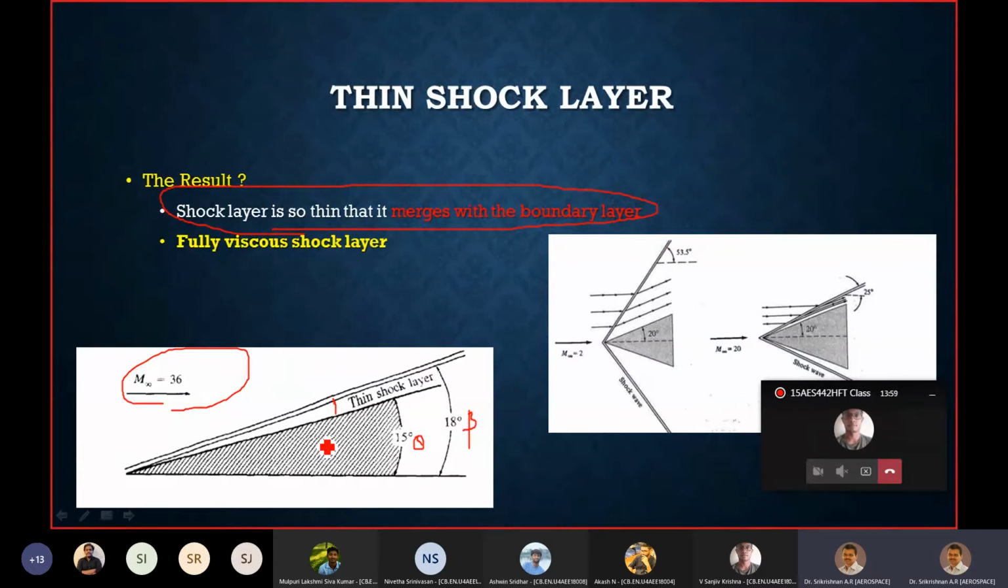Now, the thinness of the shock layer, since it tends to merge with the viscous layer, can have an impact on the pressure distribution on the body.